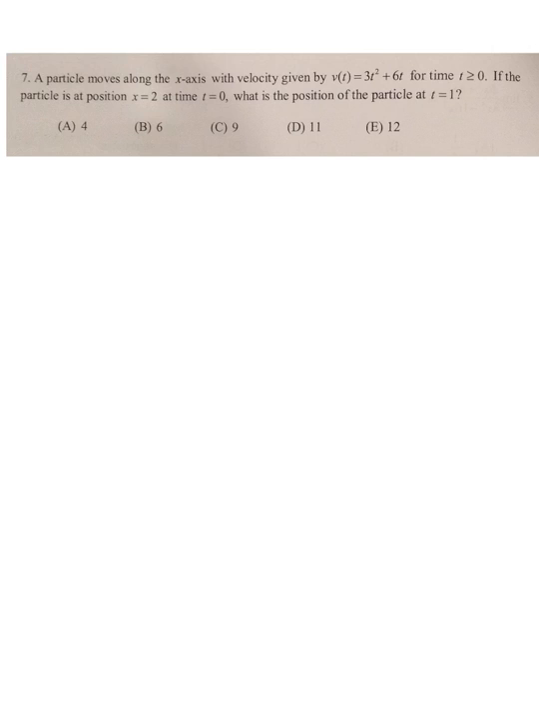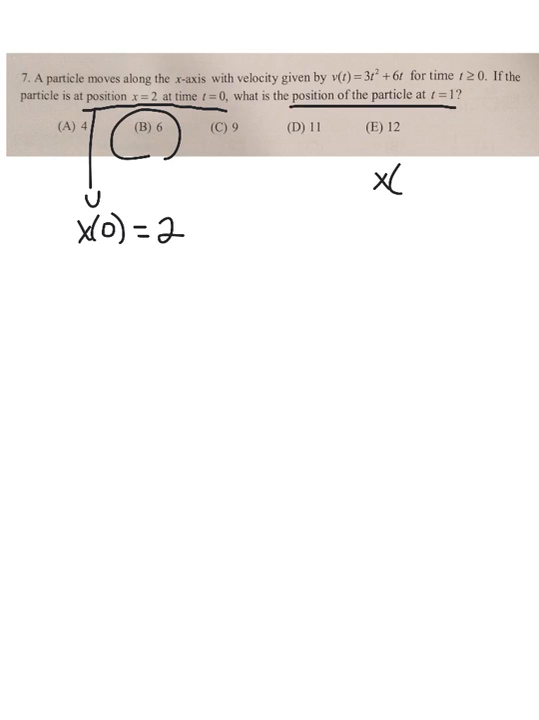Whoops, maybe I should put my pen on. There we go. All right, they give you the velocity equation, and here they're talking about the position, twice actually. First, they talk about the position x equals 2 at time 0. So what that's really giving you is that x at time 0 is 2. And then here, they want to know the position of the particle at time 1. So x of 1 equals what?